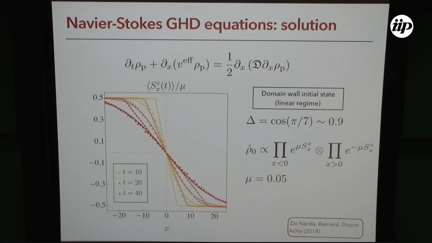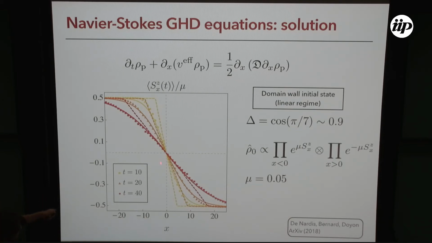It's easier then to solve this equation. You can use Fourier transform. And this is your profile of magnetization. So you see on the left, you have 0.5, just divided by mu. On the right, I have minus 0.5. And you see the domain wall melts, right?